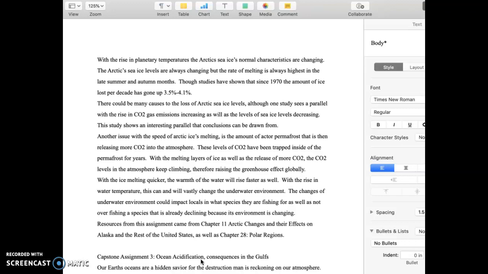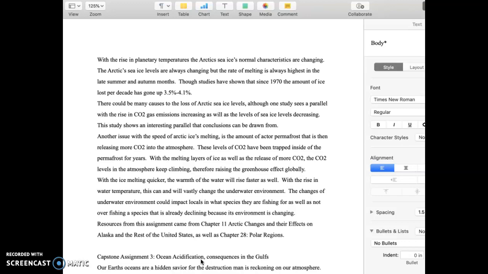There could be many causes to the loss of Arctic sea ice levels, although one study sees a parallel between the rise in CO2 gas emissions and the decrease in sea ice levels. This study shows an interesting parallel that conclusions can be drawn from.